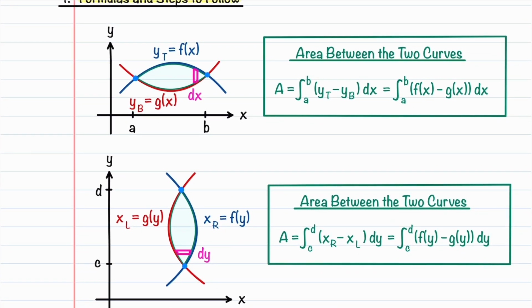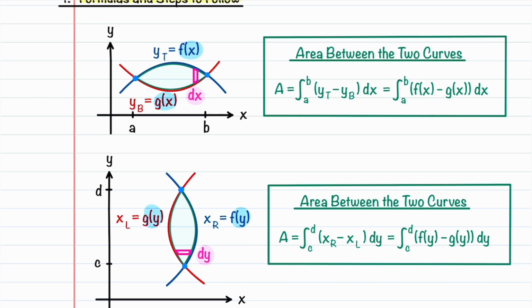When you're given two curves and you need to find the area between them, you're going to sum up an infinite number of rectangles with height f of x minus g of x and width dx, or with height dy and width f of y minus g of y.